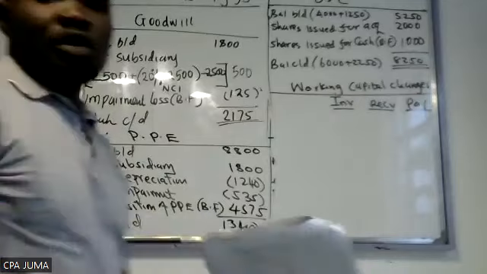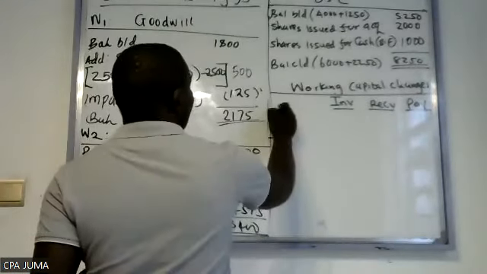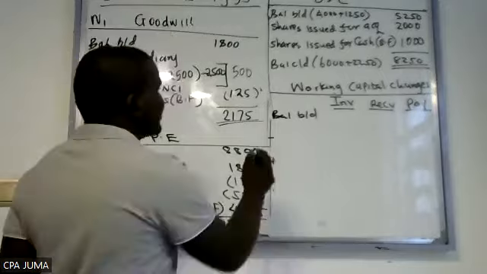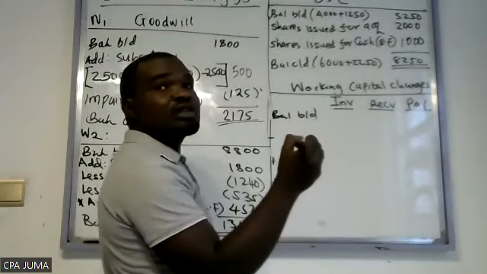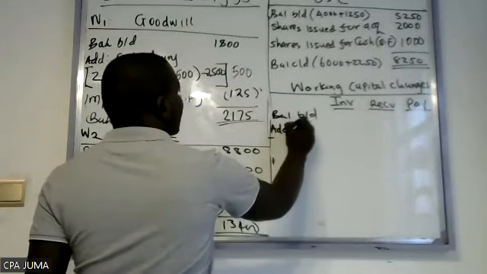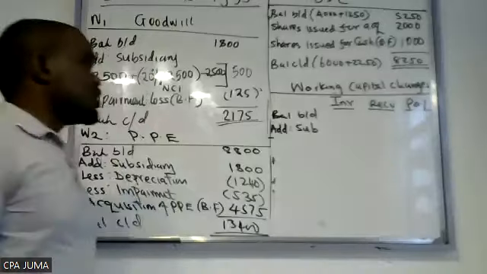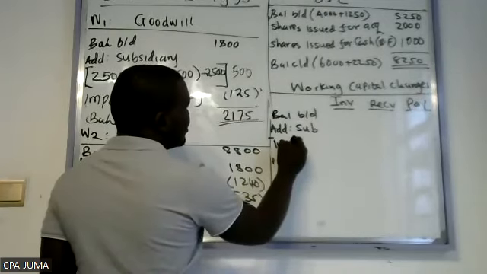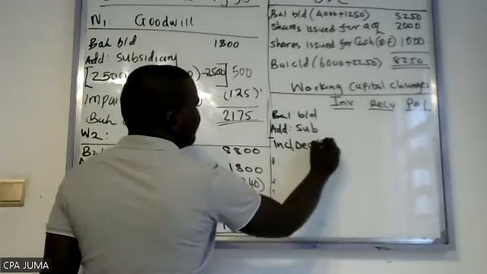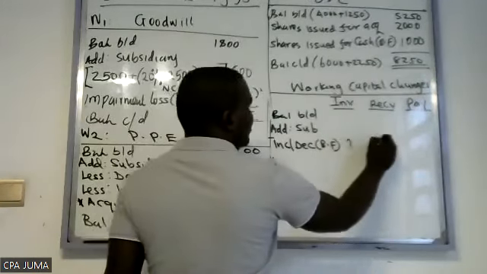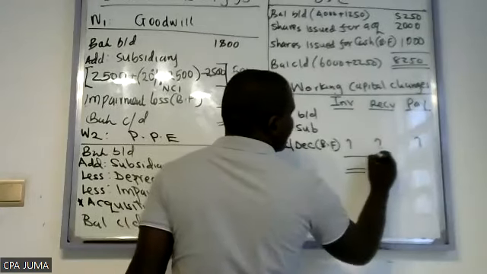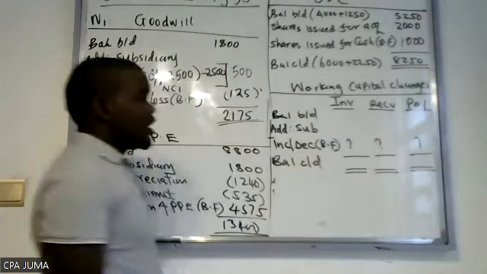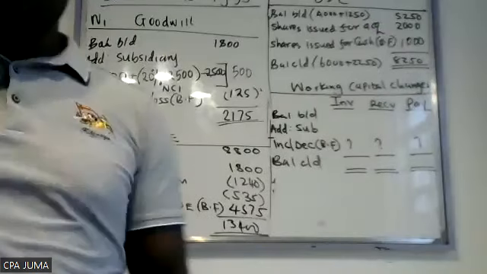All right, so balance brought down for all of them. Here you want to move in a balance brought down, then you bring subsidiary. If the subsidiary is disposed, you subtract. Acquisition, we add. So add subsidiary. The balancing figure is either going to be an increase or decrease to your balance brought down. Balance carried down. That is how we go about the working capital. So bring them kindly, post.